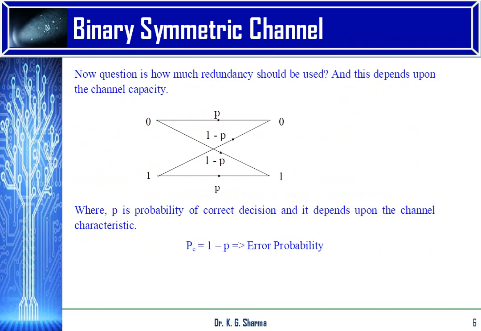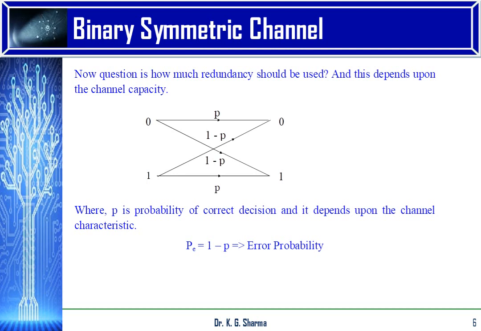Here, a question comes to our mind: how much redundancy do we need to add? It is very clear that the more the redundancy, the better the capability to combat the noise. But at the same time, coding delay is increasing. So we cannot add infinite redundancy to the information. This redundancy depends upon the channel capacity. We'll talk about channel capacity later.